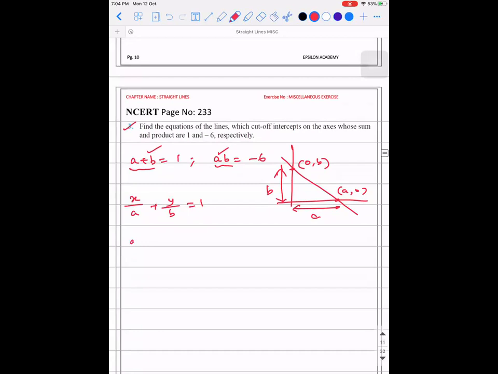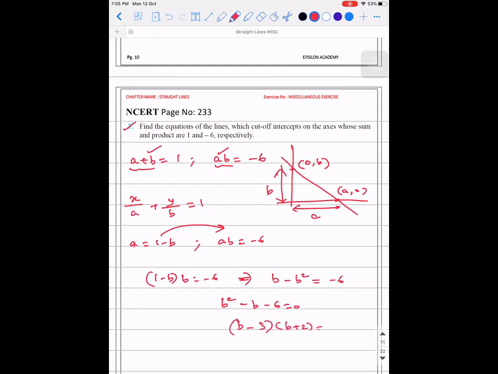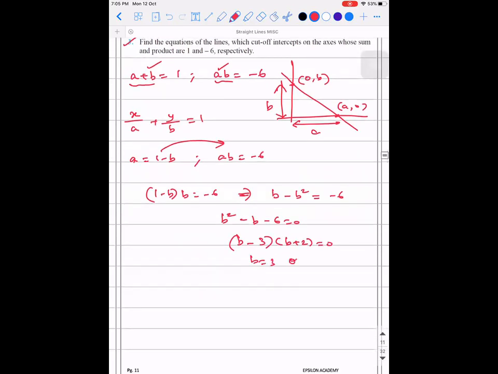So A plus B is 1. Can I say A is equal to 1 minus B? Yes. And AB is equal to minus 6. Take this and substitute it here. 1 minus B into B is minus 6, which implies B minus B square is equal to minus 6. So B square minus B minus 6 is 0. So what is the value of B? B is equal to 3 or minus 2.